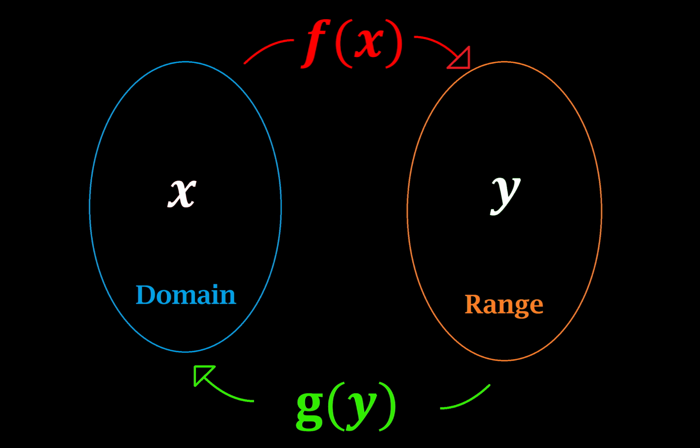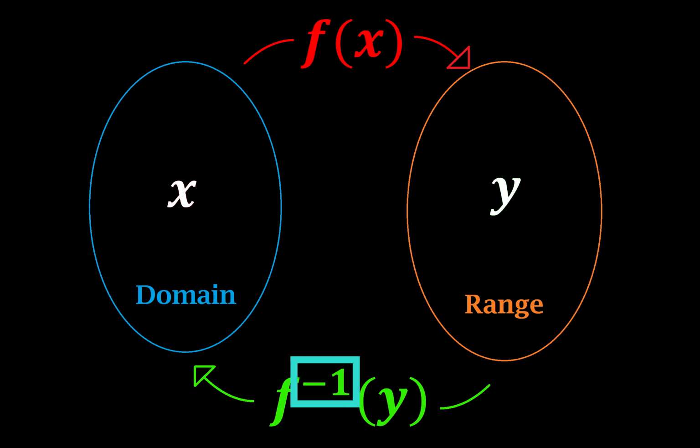If we can find a function that can undo our function f, then we call this new function its inverse, and we denote it by f to the minus 1. This minus 1 here means inverse, so this reads f inverse.